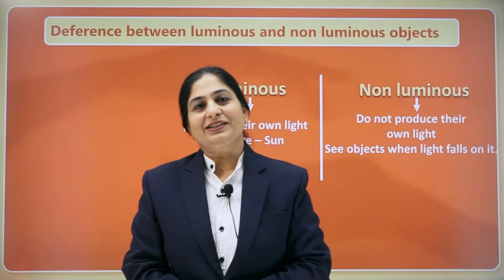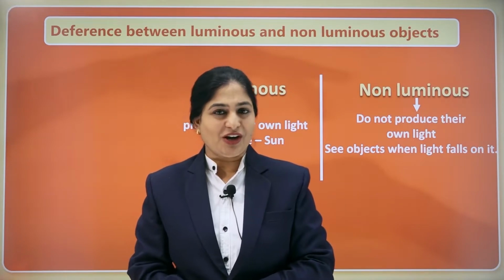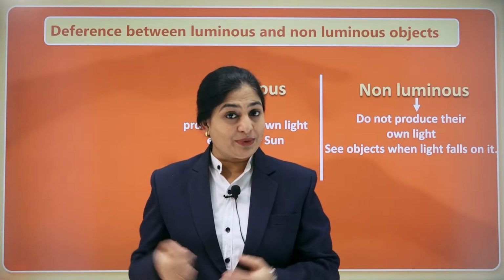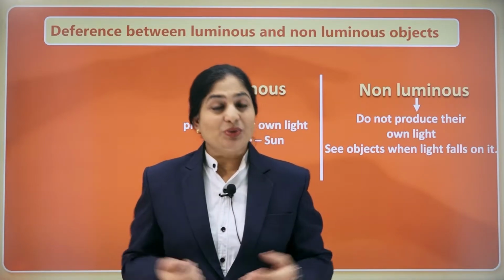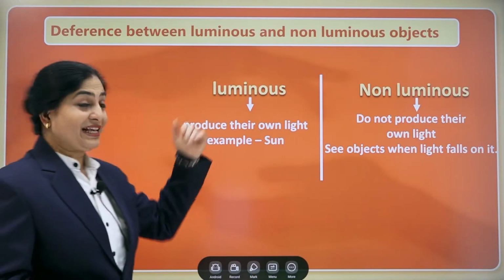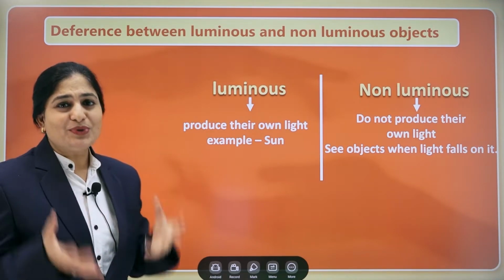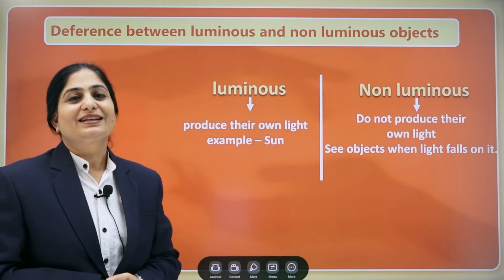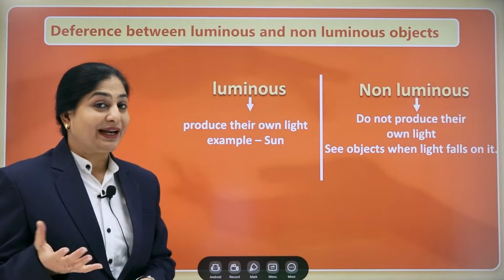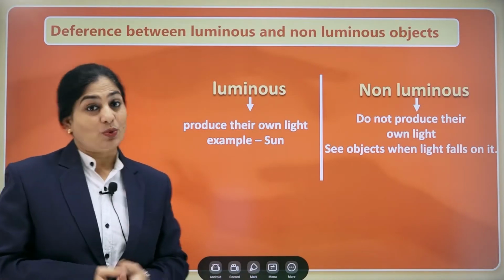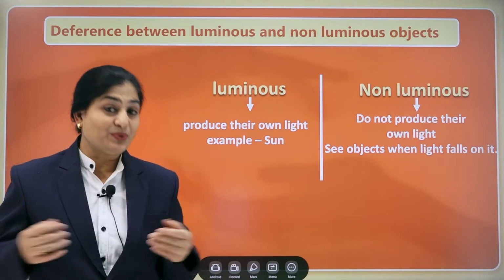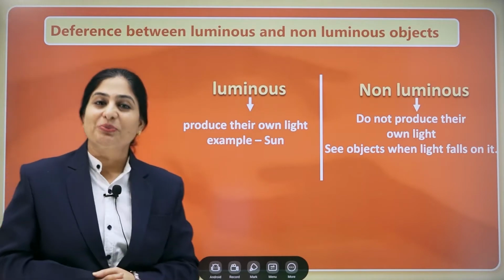Let us see another topic, that is types of objects. On what basis have we classified them? We have classified them by whether they produce their own light or not. So we have two types of objects, luminous and non-luminous. Luminous objects are the objects that produce their own light, like the sun. The sun is the natural source of light. Candle, laser, bulb, tube light, all these are luminous objects. Why? Because they are good sources of light and they emit light. Such objects are known as luminous objects.